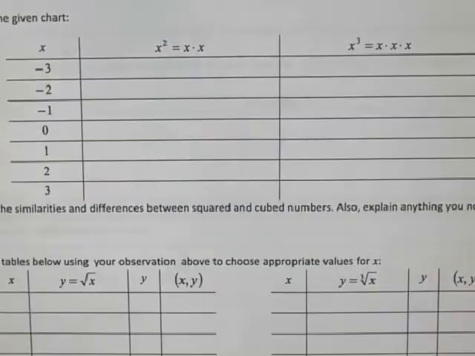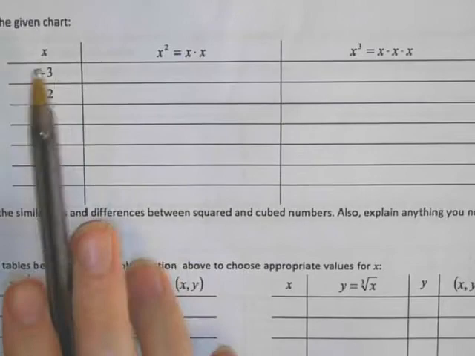Okay, so before I go over the parent functions, I want to make sure everybody understands what it means to square something and what it means to cube something. Squaring means to multiply by itself. So if I squared -3, what's -3 times -3?